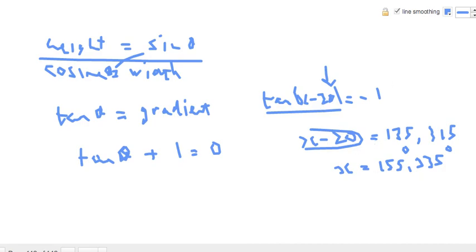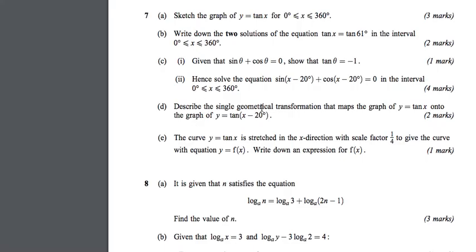And I think that's the next question. Describe the single geometrical transformation that maps the graph of that onto that. Well, it moves 20 to the right, 20 degrees to the right.